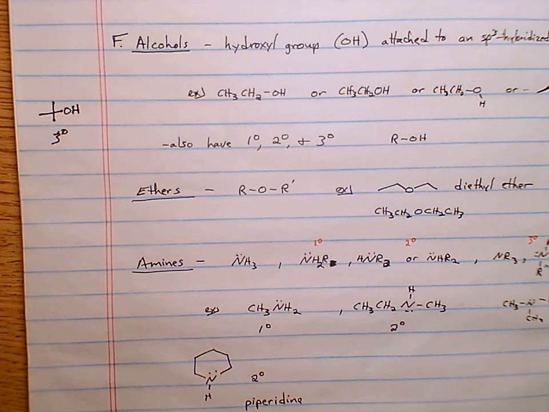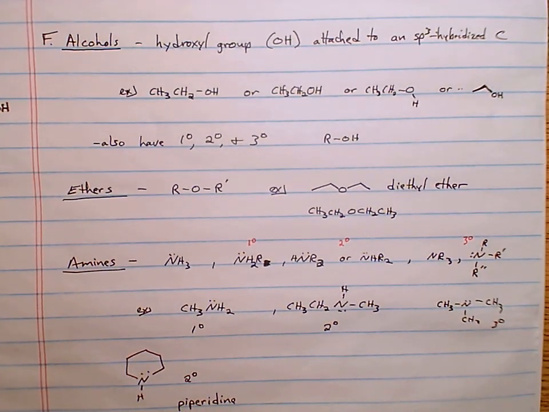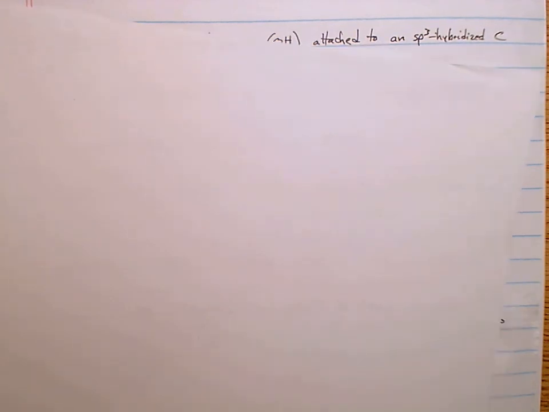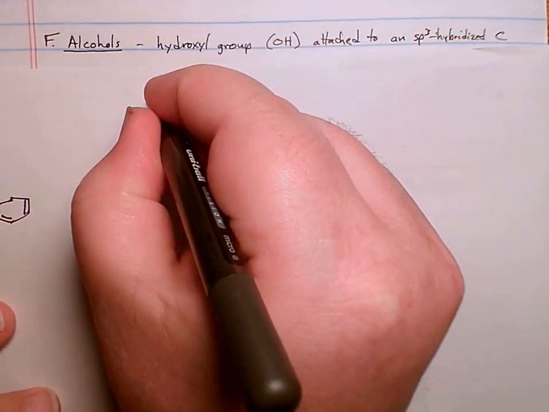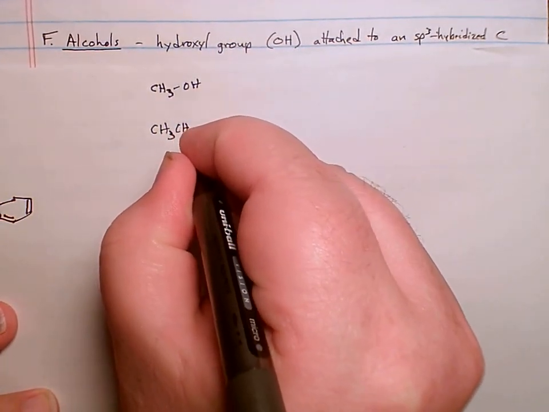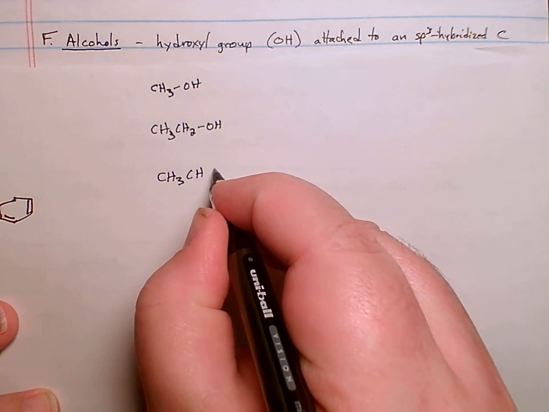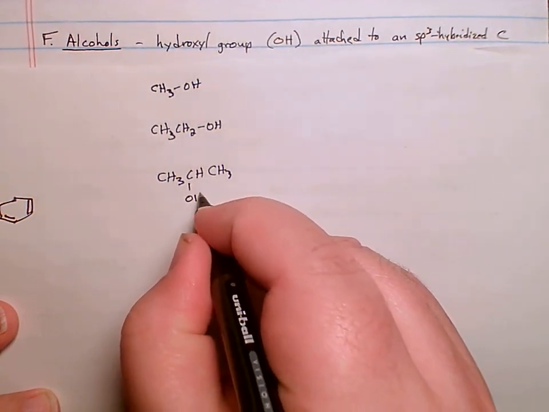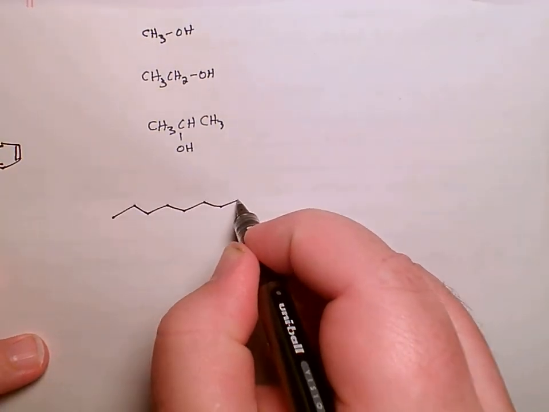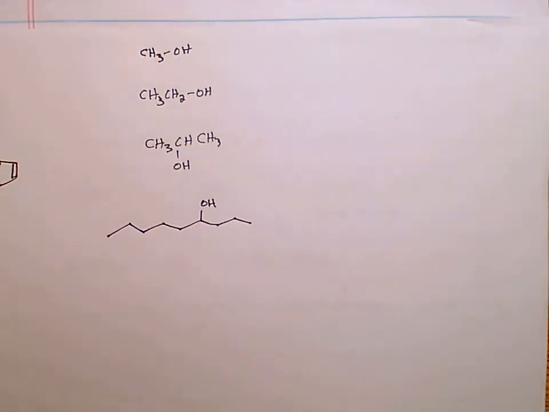While we're on the subject of alcohols, let's realize that in chemistry an alcohol is defined as any molecule that has an sp3 hybridized carbon with an OH on it, which means CH3OH is an alcohol. CH3CH2OH is an alcohol. CH3CHCH3OH, there's a nice secondary alcohol. Oh, but look at this one. 1, 2, 3, 4, 5, 6, 7, 8, 9. Let's just put something there. This molecule is an alcohol. All three of these molecules are alcohols.